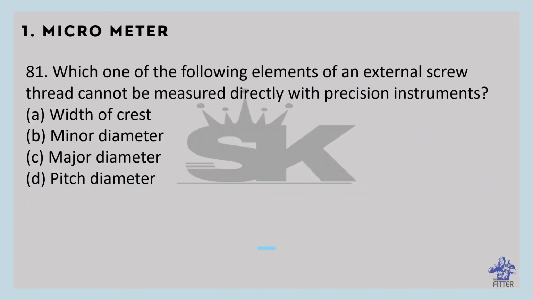First question. Which one of the following elements of an external screw thread cannot be measured directly with a precision instrument? That is option D, pitch diameter. The pitch diameter of an external screw thread cannot be measured directly with a precision instrument.